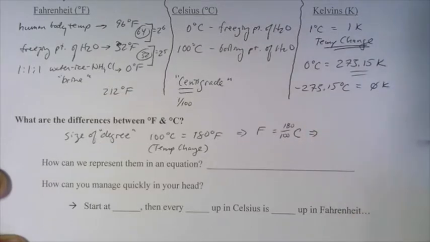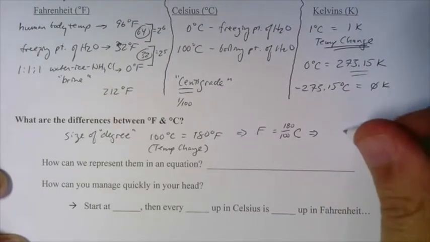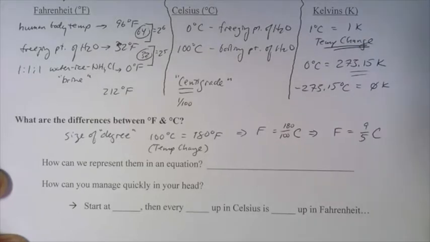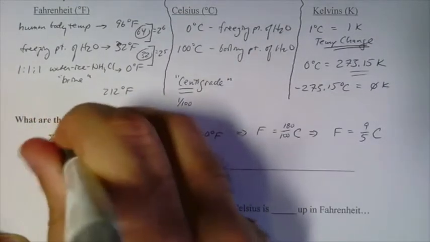Well, I can make that easier to look at if I simplify that fraction. It turns out they both have a factor of 20 in common, so I can say that a Celsius degree is 9/5 the size of a Fahrenheit degree. So that's one thing that's different. The other issue is the offset.